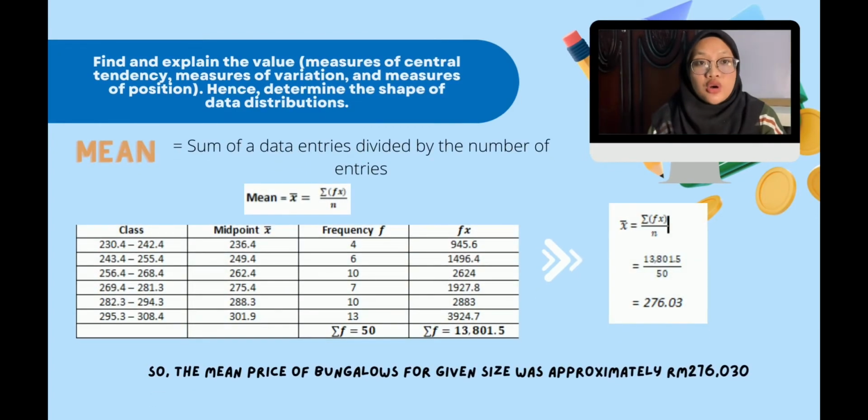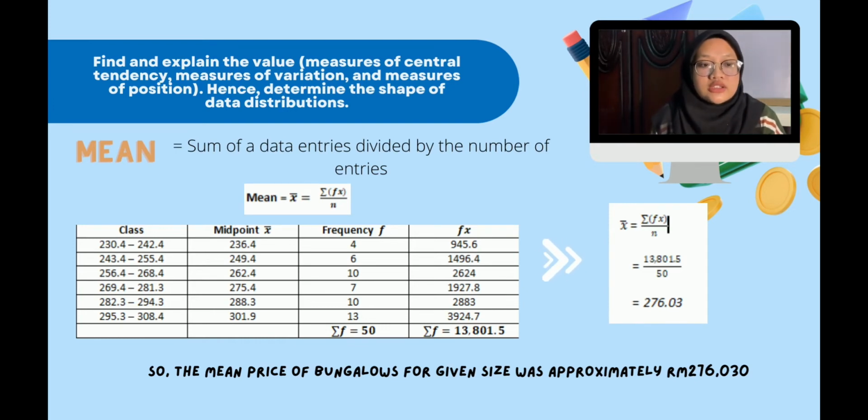Next, the mean is the sum of the data entries divided by the number of entries. The formula for the mean is given above the table. For the table of the mean, we should have the class, midpoint, frequency, and fx. So where can we get the fx? Basically fx is the midpoint multiplied by the frequency. To find the midpoint, we add the upper boundary and the lower boundary and divide by 2, and then we can get the midpoint.